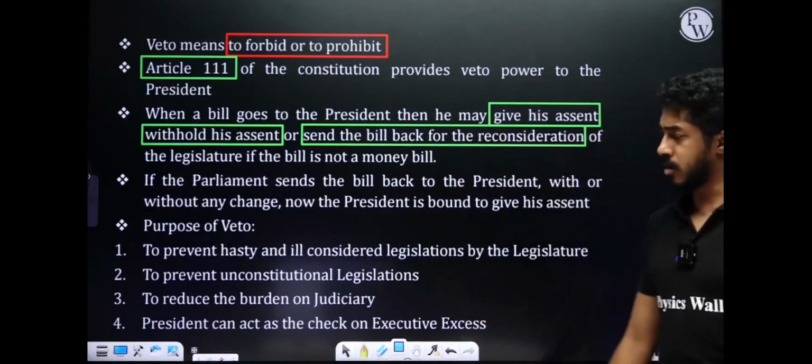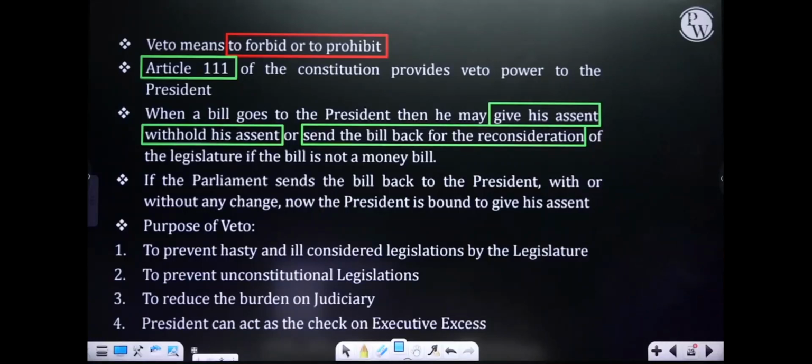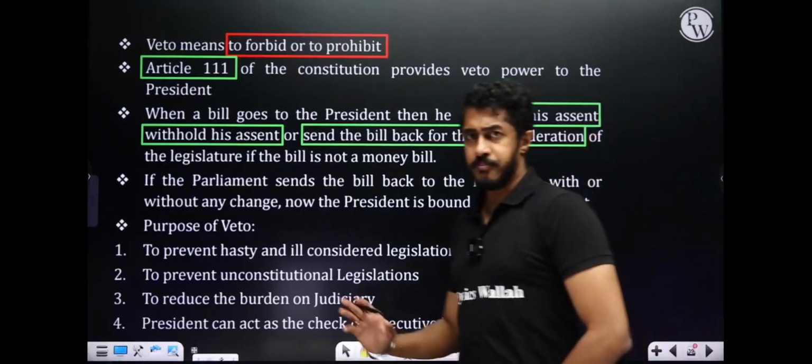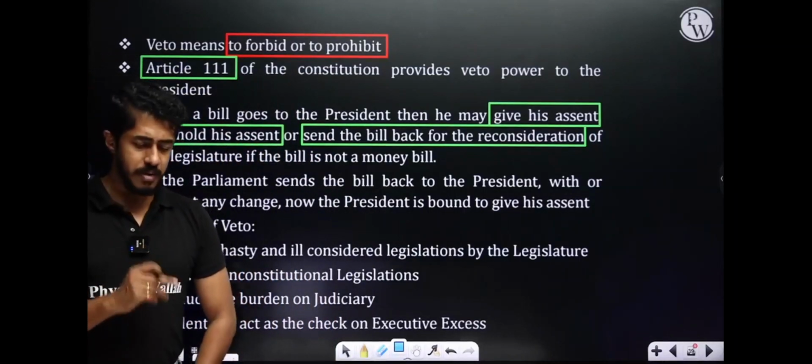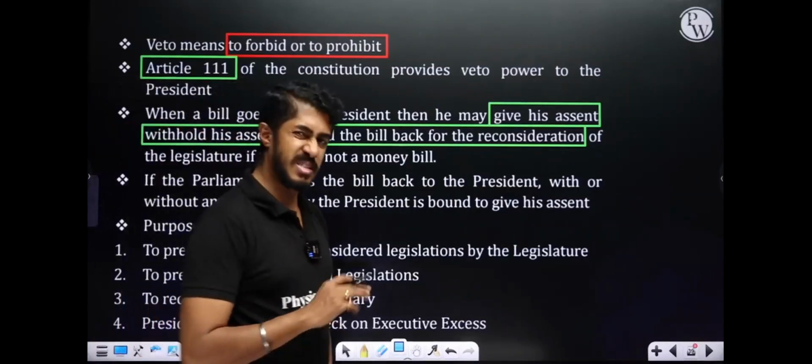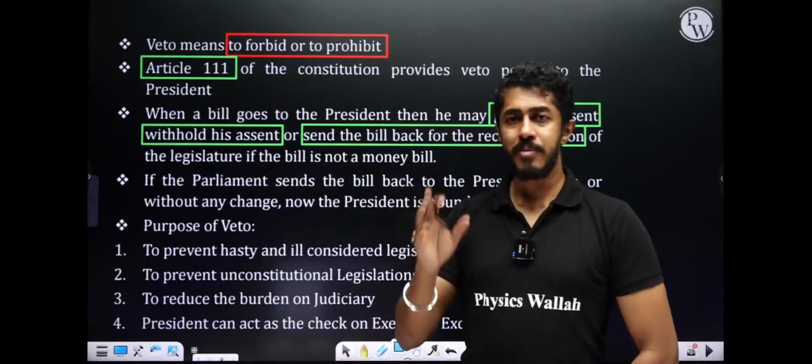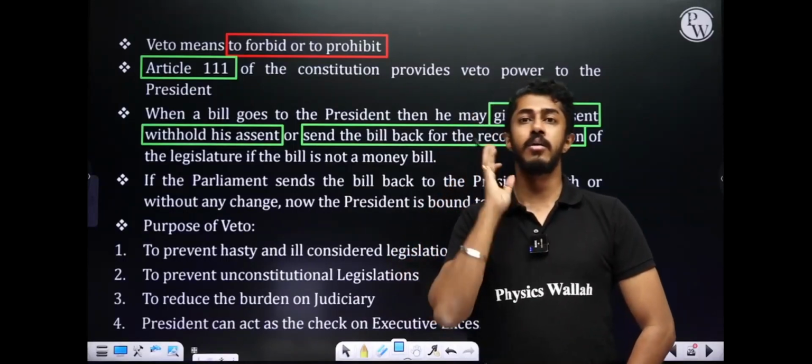Purpose of veto is what? To prevent any hasty and ill-considered legislations by the legislature, to prevent unconstitutional legislations, to reduce the burden on judiciary. President can act as the check on executive excess. That means anything that is controversial. The government wants to pass a certain bill, which is a little controversial, etc. President can put a check on that.